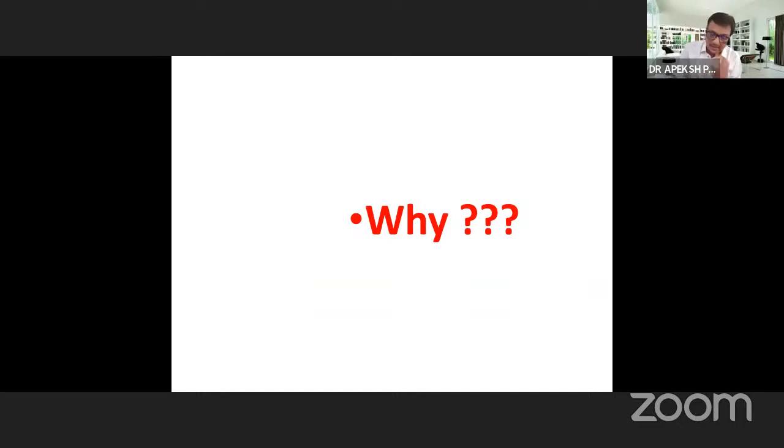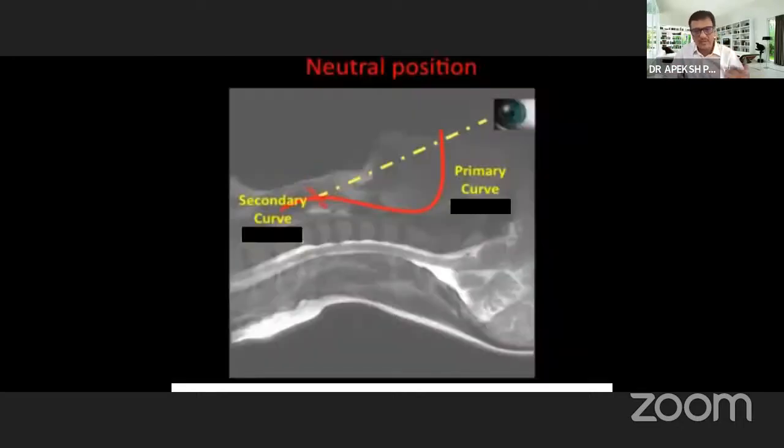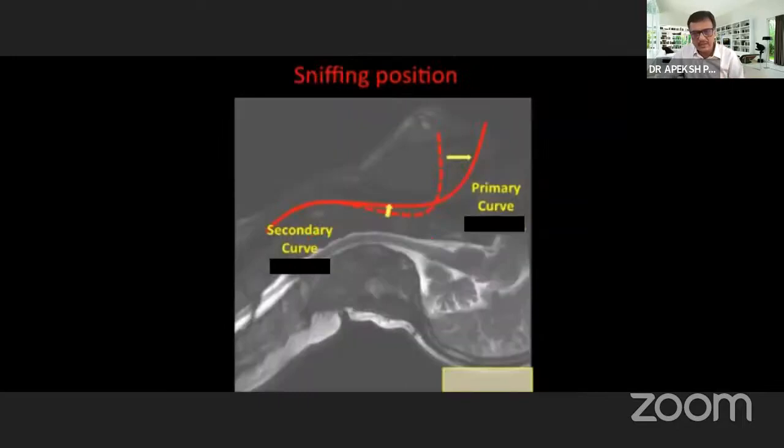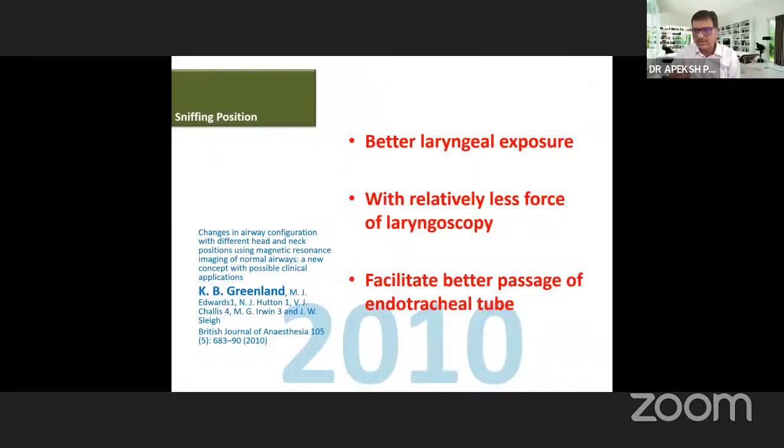This is the reason why sniffing position is to be used for laryngoscopy, not because it aligns the axis or does not align the axis. That concept has been changed. So what happens from neutral to sniffing? This primary curve becomes flattened and decreases the submandibular tissue area between the line of sight and primary curve, and that decreases the force of laryngoscopy. So sniffing position provides better laryngeal exposure with relatively less force of laryngoscopy compared to other positions and facilitates better passage of the endotracheal tube.